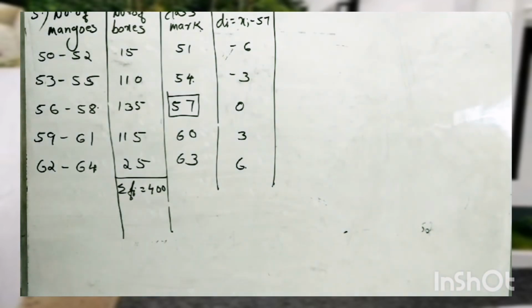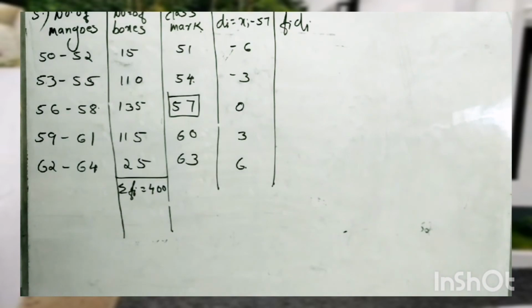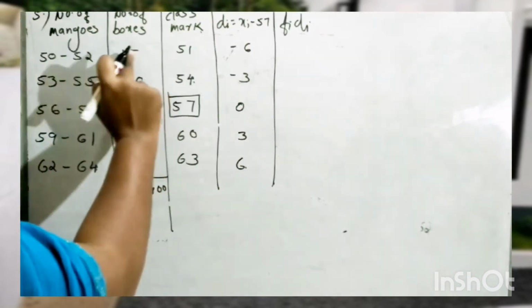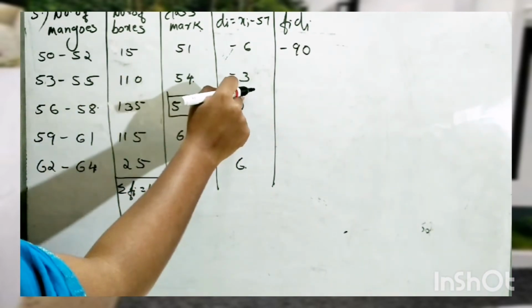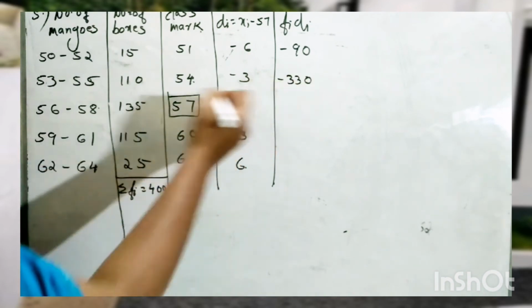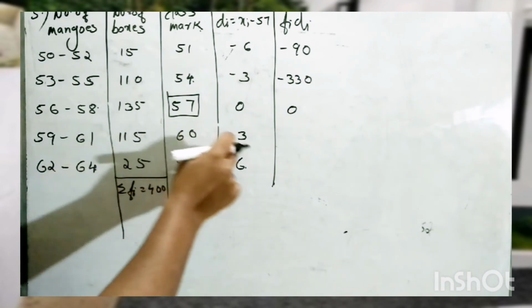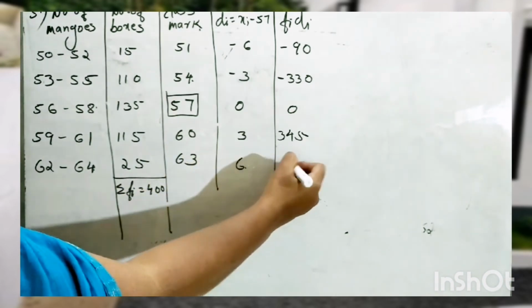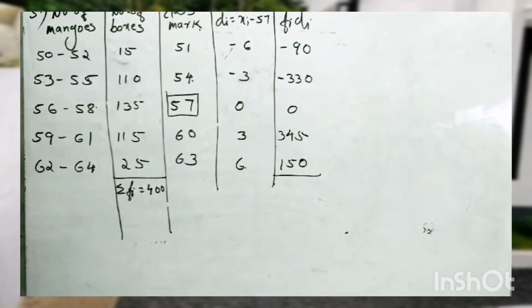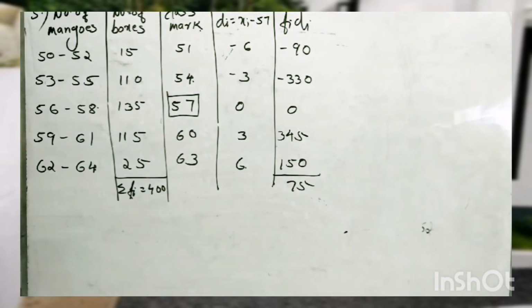Now we need to find fi di. The fi di is: first one, 15 into minus 6, that is minus 90; 110 into minus 3, that is minus 330; 135 into 0, 0; and 115 into 3, that is 345; 25 into 6, 150. And the summation of this column, we will get it as 75.